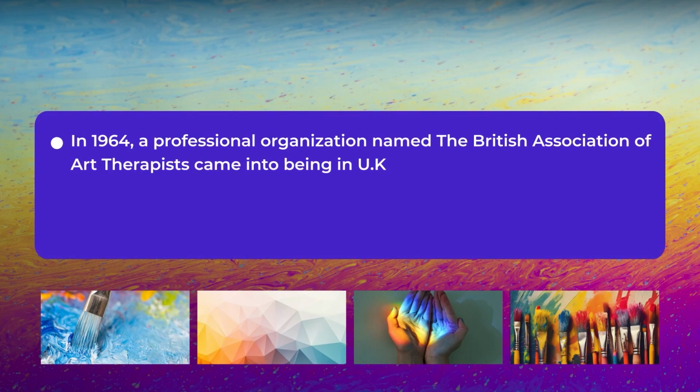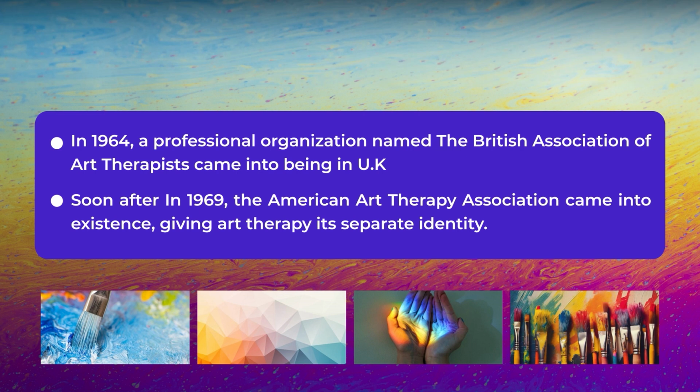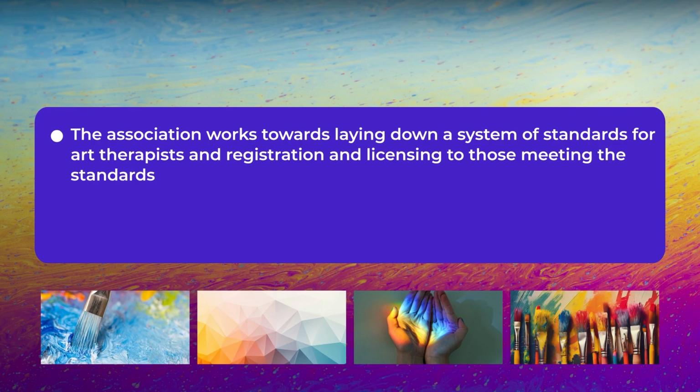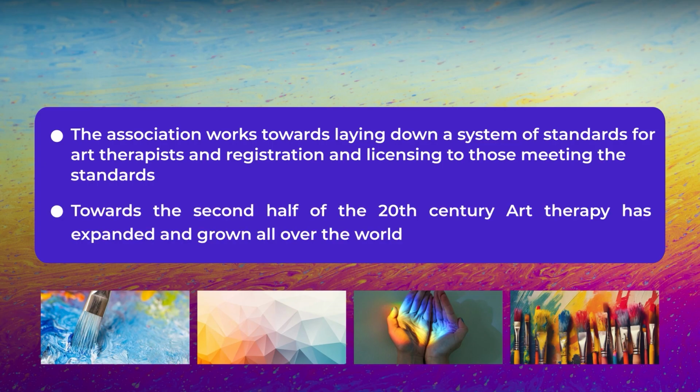In 1964, a professional organization named the British Association of Art Therapists came into being in the UK. A few years later, in 1969, the American Art Therapy Association came into existence, giving art therapy its separate identity. The association laid down a system of standards for art therapists and registration and licensing for those who met those standards. Art therapy has now expanded and grown all over the world since the second half of the 20th century, although Britain and the US are still popular for their highly developed art therapy professions.